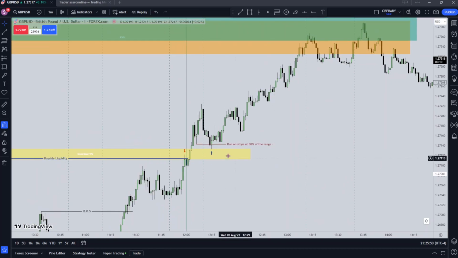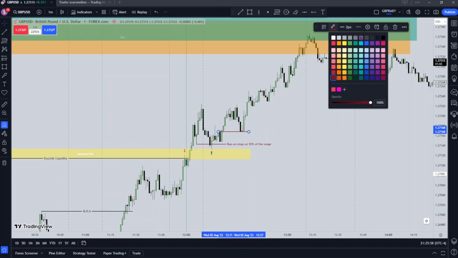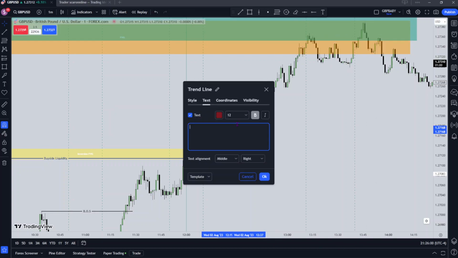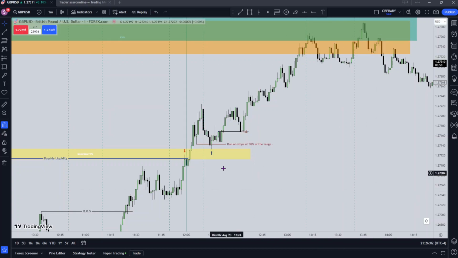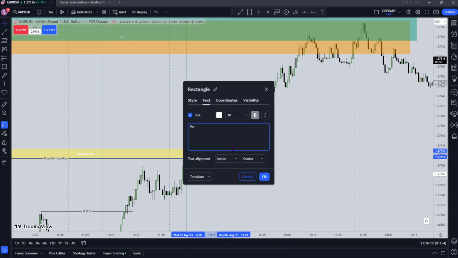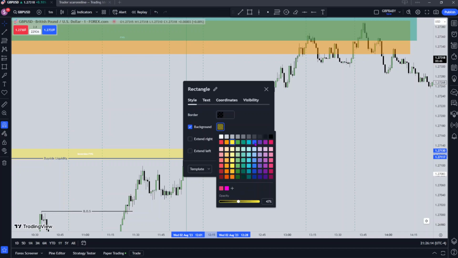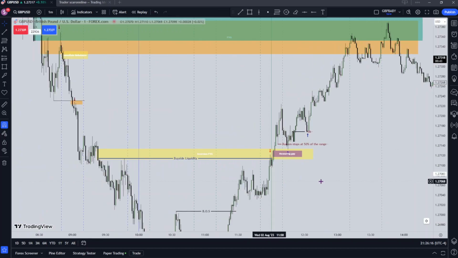A run on the stops at 50% of the range, so that's the entry in the south. Or if we didn't want to enter there, we could always enter on this bullish order block right here. And that would therefore make this gap here a measuring gap. That's the first time I've identified a measuring gap, because measuring gaps appear halfway through the range.